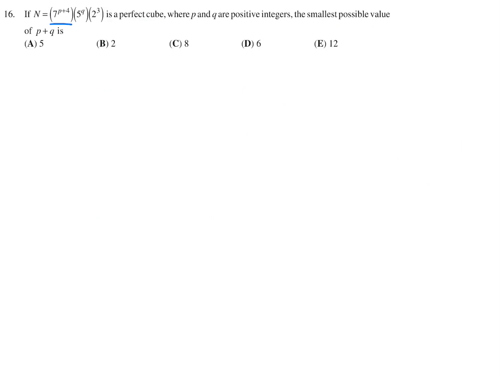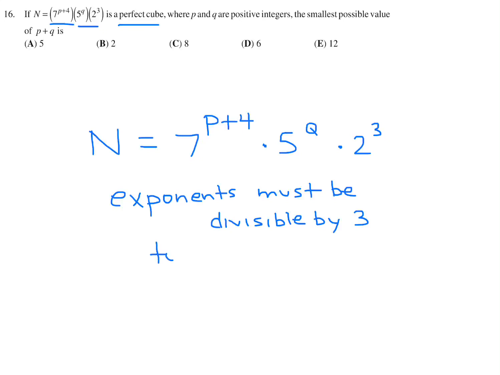If 7 to the power of p plus 4, times 5 to the power of q, times 2 to the power of 3 is a perfect cube, where p and q are positive integers, the smallest possible value of p plus q is. All right, let's write this out. 7 to the p plus 4 multiplied by 5 to the q multiplied by 2 to the power of 3. The only way this can be a perfect cube is if the exponents are divisible by 3. And the exponent of the number 2 is already divisible by 3, so that's great. So we've got to make q and p plus 4 also divisible by 3, and we have to do it by choosing the smallest possible values.